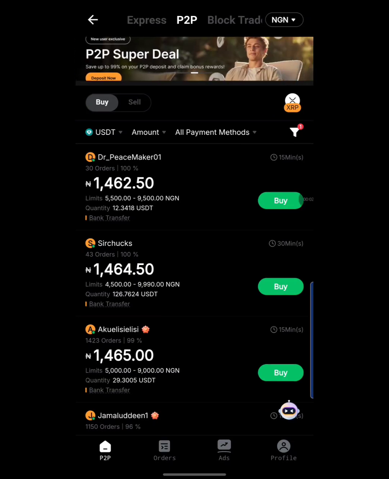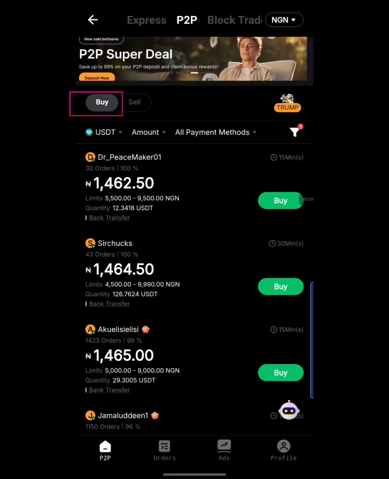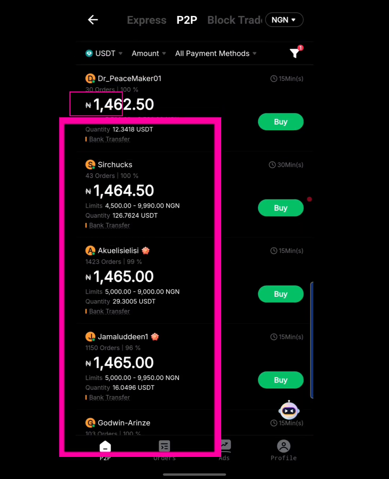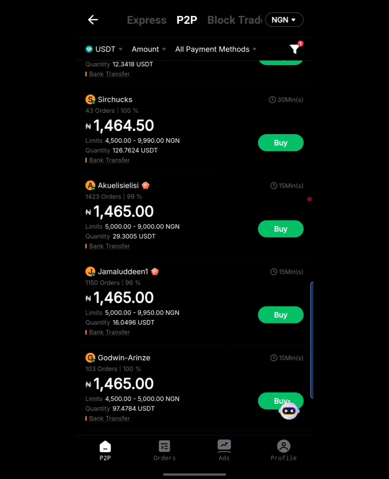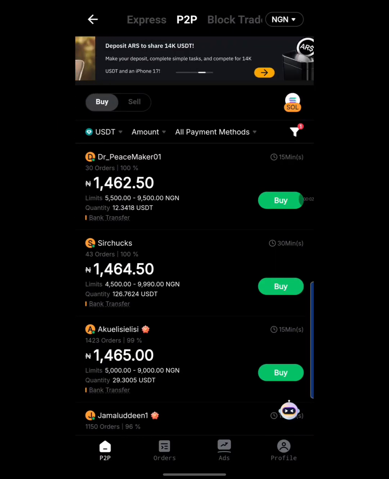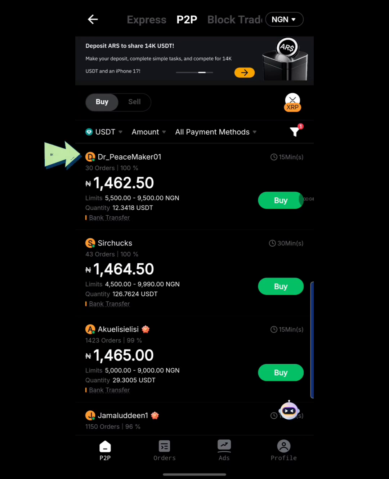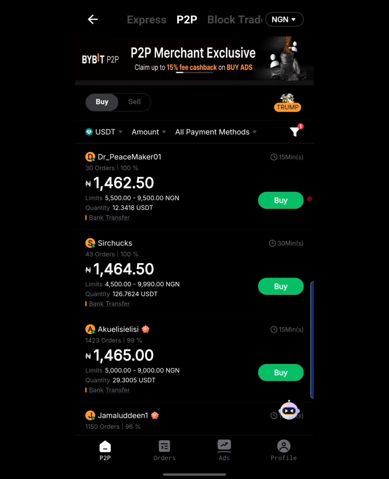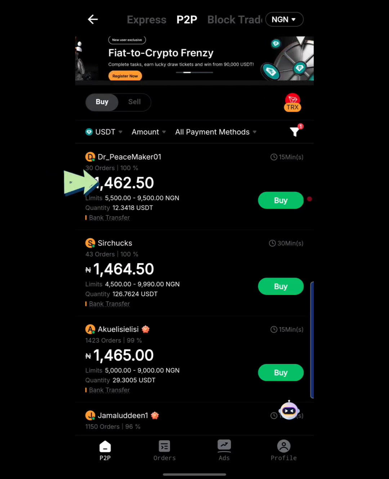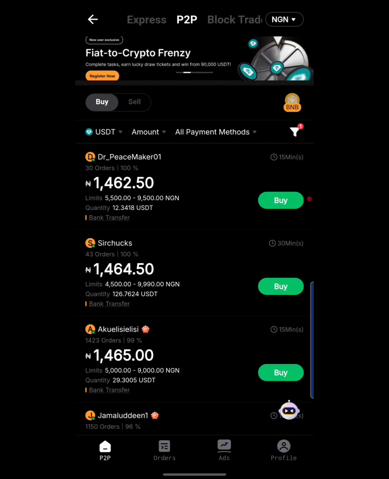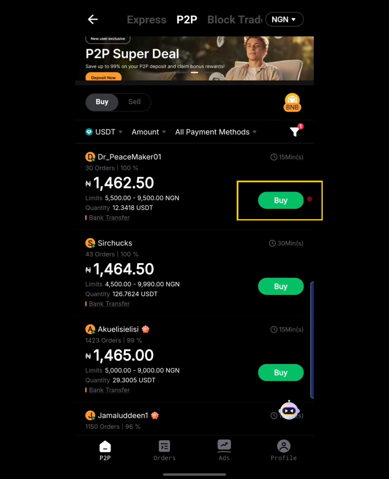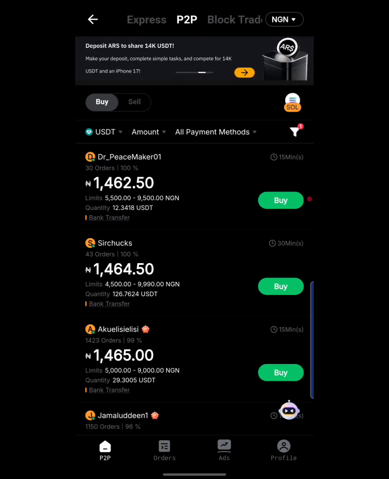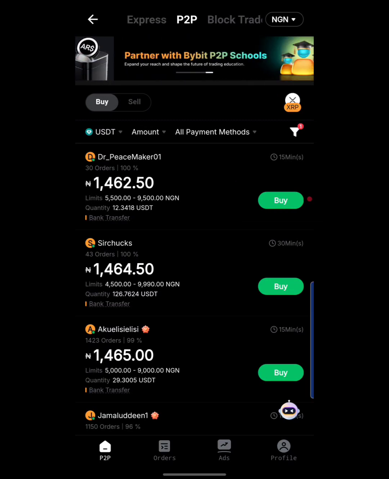All right, so as you can see over here, guys, this is the buy section. And these are a bunch of merchants who are actually selling USDT to persons who want to buy. A perfect example is this person right here called Dr. Peacemaker. As you can see, he's selling 1 USDT/NGN for the sum of 1,462.50. As you can see over here, that says buy. When you click on buy as a buyer, it means you're buying from this guy and this guy is selling to you.